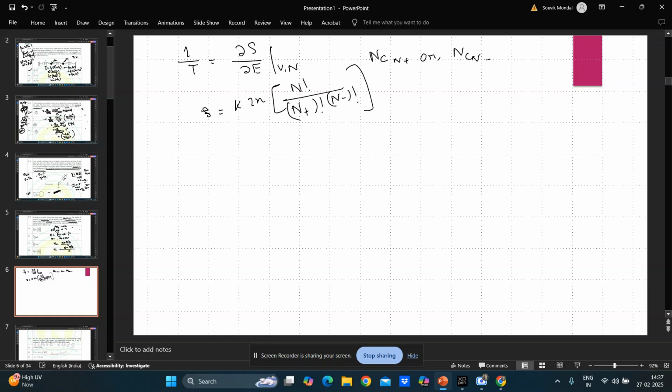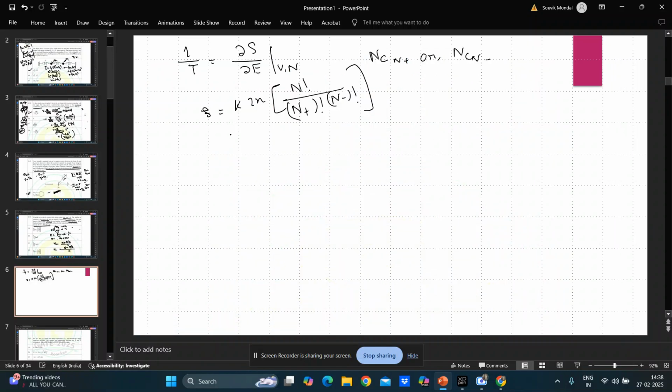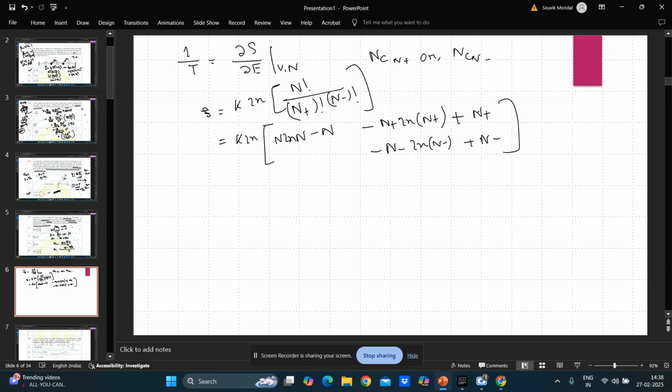Now you can bring in this approximation technique. They have already mentioned in the question that you can use this approximation. So it is k times: N log N minus N, minus n plus log n plus plus n plus, minus n minus log n minus plus n minus, right? Now N is equal to n plus plus n minus, so these terms together will cancel, right? Now this is your S.